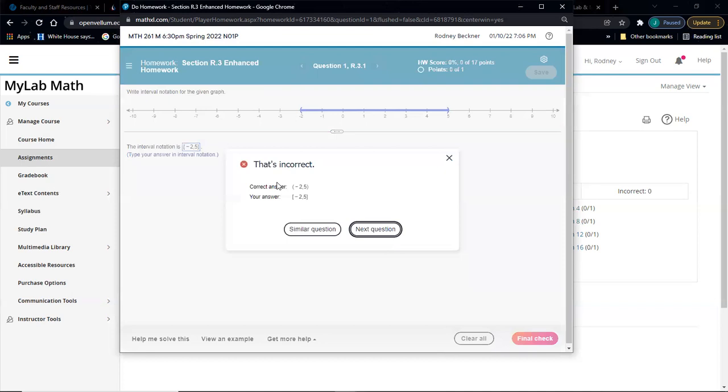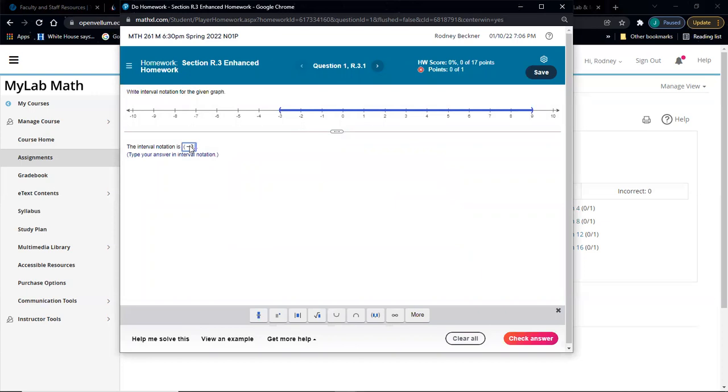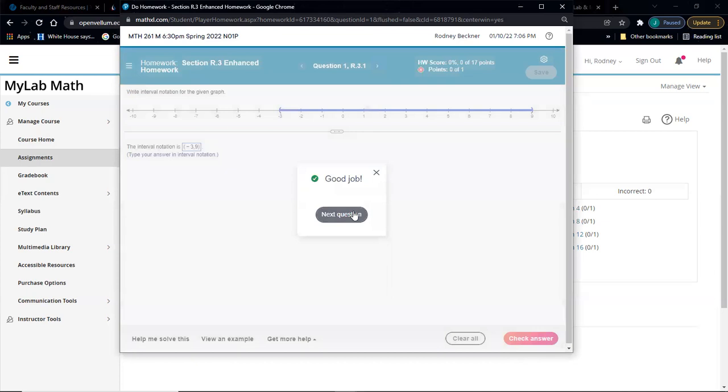And that's because it was marked as parentheses on the number line. So, oh man, I've got that question wrong permanently. Nope. You hit similar question and you get another attempt. So maybe from that little thing you learned, it should be -3, 9. So parentheses, -3, 9, close parentheses, check it, and I got it. All right, cool. Next question.